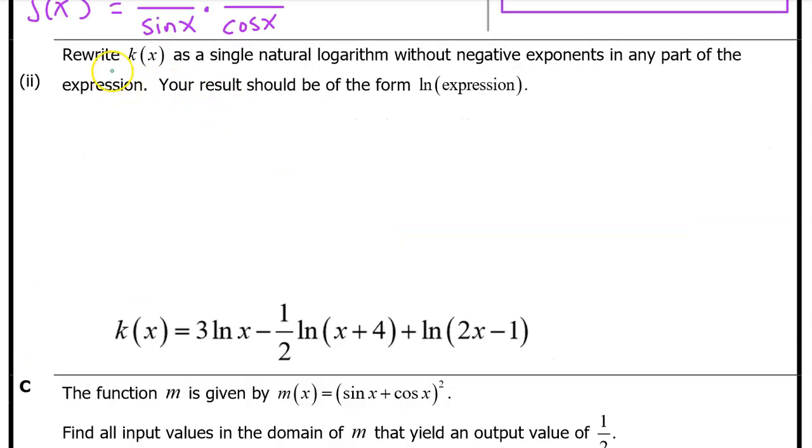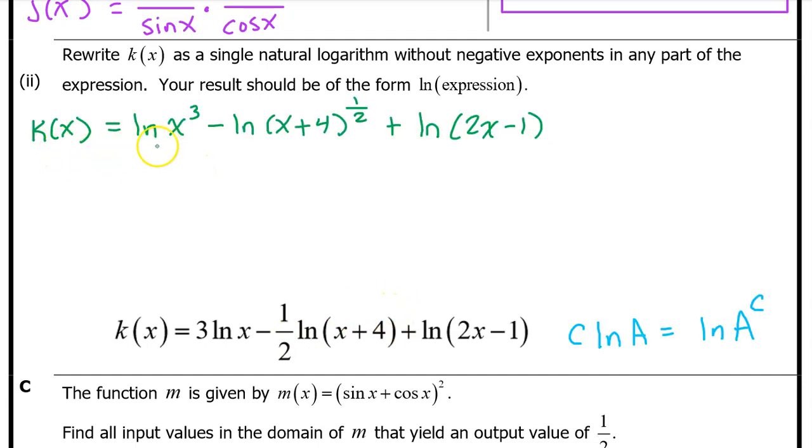B part 2. Rewrite k of x as a single natural logarithm without negative exponents in any part of the expression. Your result should be of the form natural log of expression. One of our logarithm properties is that c times the natural log of a will equal the natural log of a to the c power. In other words, you can move a number from the front to the exponent of a logarithm. So we can move this 3 to the exponent, and we can move this 1/2 to the exponent.